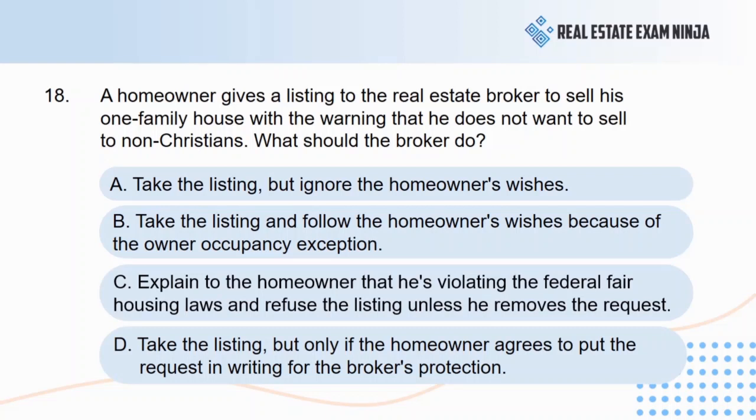A. Take the listing but ignore the homeowner's wishes. B. Take the listing and follow the homeowner's wishes because of the owner occupancy exception. C. Explain to the homeowner that he's violating the federal fair housing laws and refuse the listing unless he removes the request. D. Take the listing, but only if the homeowner agrees to put the request in writing for the broker's protection.